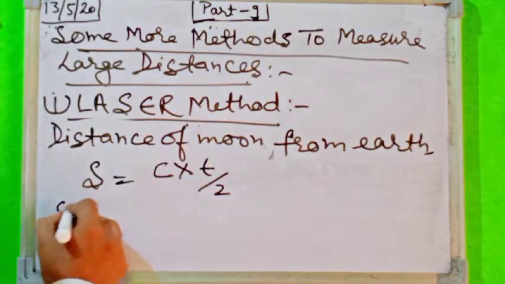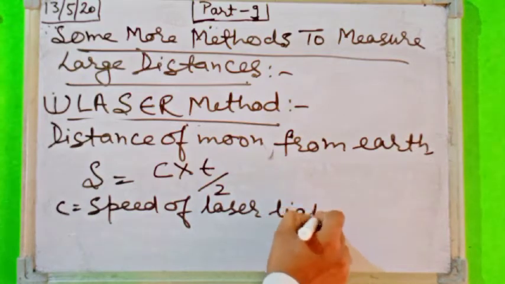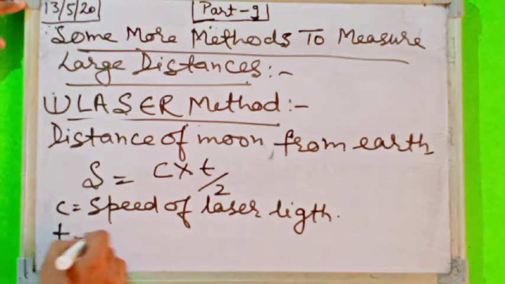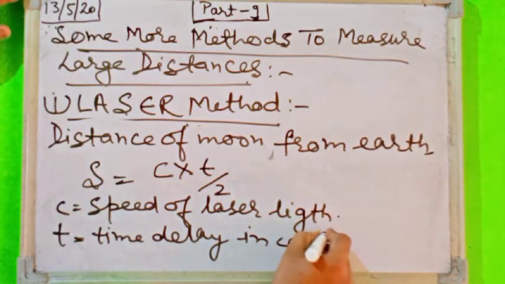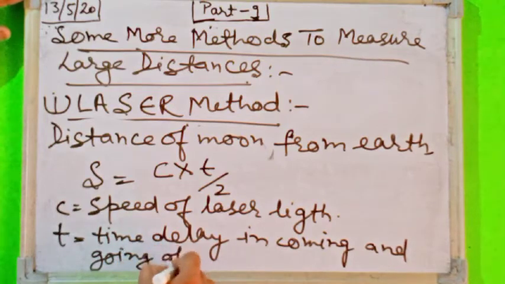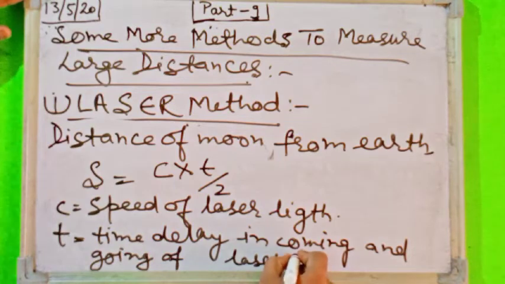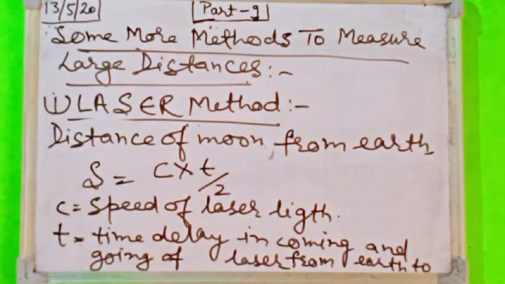C is the speed of laser light, and t is the time delay in coming and going of laser from earth to moon. This is the time delay in which the laser light goes from the surface of the earth to the moon and returns back to the earth. This is the total time, so we applied t by 2, half of the time. So distance and time give us the speed.